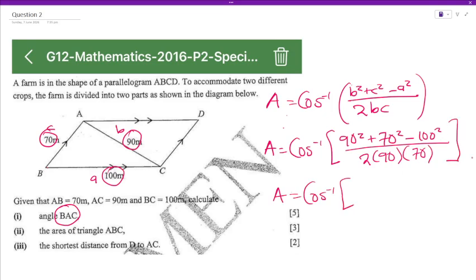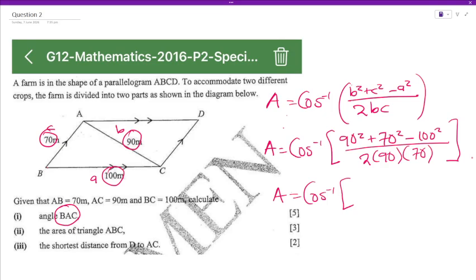So we're going to have 90 squared plus 70 squared minus 100 squared, and then everything over 2 times 90 times 70. Let me confirm that I've punched the correct values. 90 squared plus 70 squared minus 100 squared over 2 times 90 times 70. Okay, that's correct. I press equals.